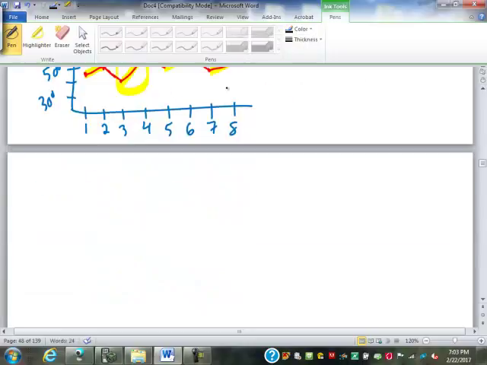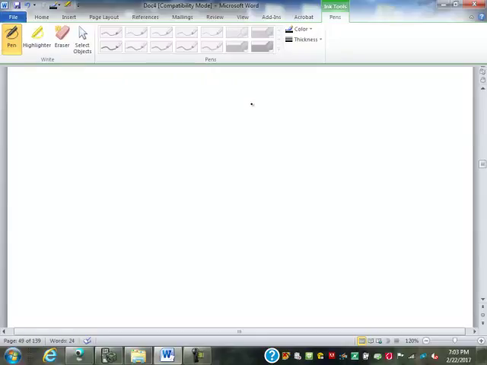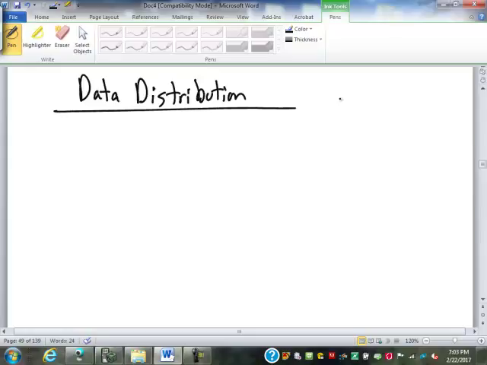Okay. So enough about visual displays. Time to get into crunching the numbers. And to talk about crunching numbers, we have to talk about something called a data distribution. So let's look at these test scores again.